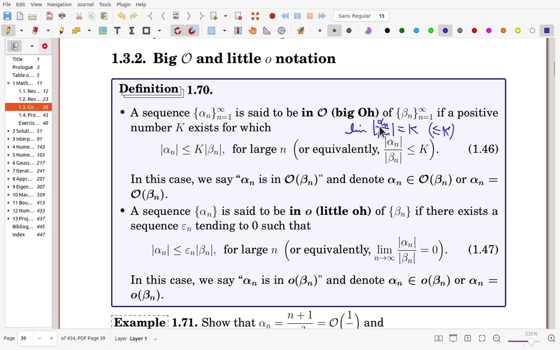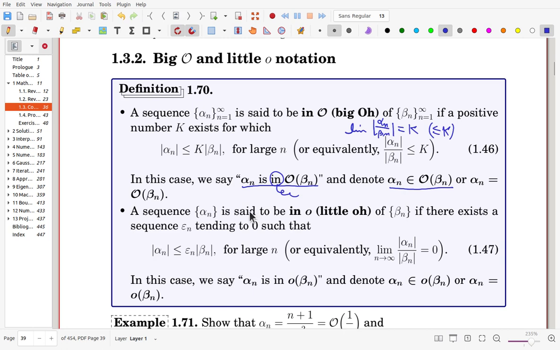Then we say alpha n is in big O of beta n, so we are using inclusion notation here, or we can ignore the inclusion, and then alpha n is big O of beta n. In this case, we are using an equal sign: alpha n equals big O of beta n.